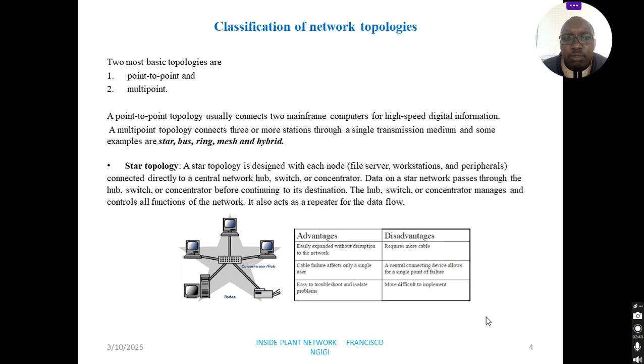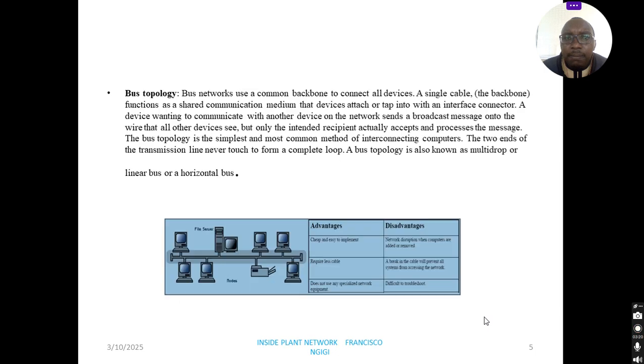So I will not take you through the reading for each, but I just maybe say that star topology is designed with each node connected directly to a central network hub, switch or concentrator. So you can look at the different descriptions and also the diagrams. It's good you note it, and also the advantages and the disadvantages of star. So kindly pay attention to the diagram.